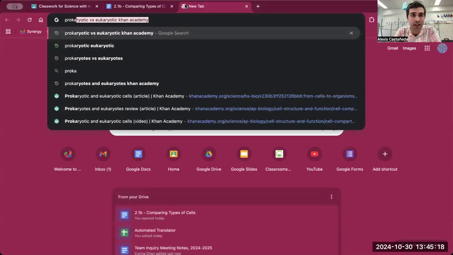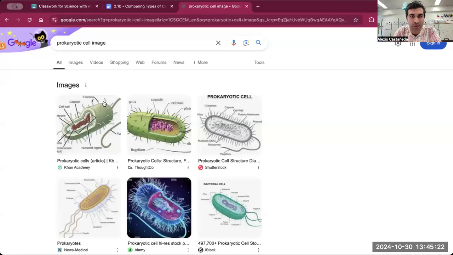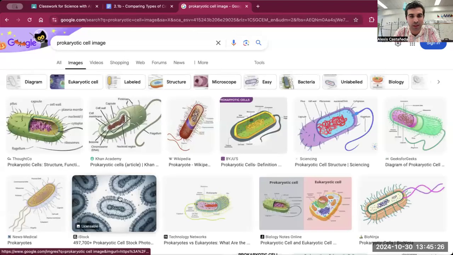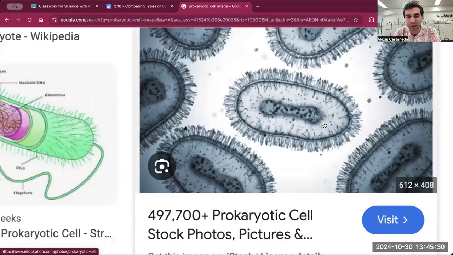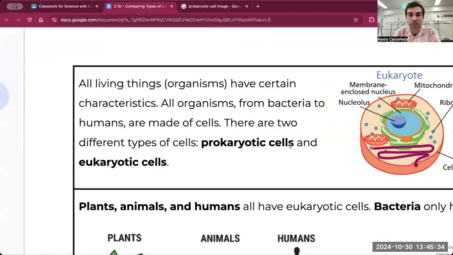If you want, search for a prokaryotic cell image. Again, these are not things that we can see with our eyes. If you actually look at it under a microscope, it's going to look something like this. Right, so you can't really see it. It's hard to see, so that's why we usually have just drawings for these, because they're so small.